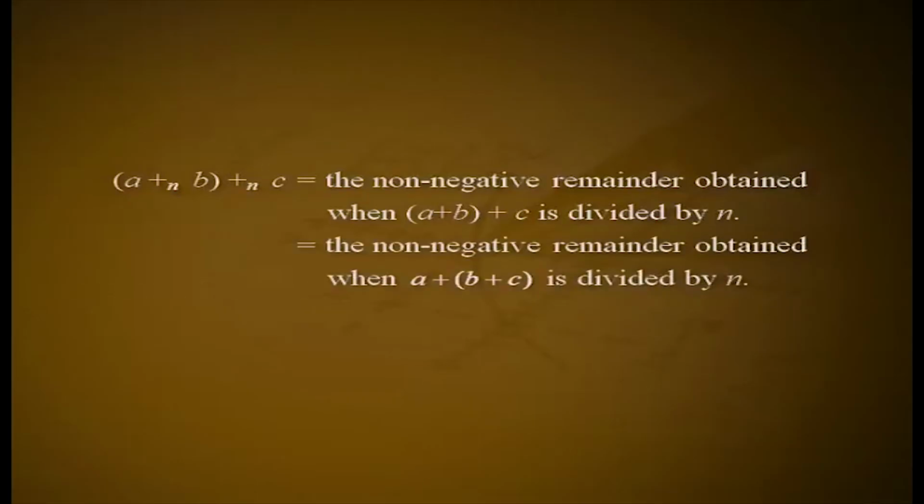which is equal to the non-negative remainder obtained when a plus b plus c is divided by n, which is equal to a addition modulo n, b addition modulo n c. Existence of identity element. 0 belongs to set n, and for every a belongs to set n, we have 0 addition modulo n a is equal to a addition modulo n 0. Existence of inverse. Clearly, the inverse of 0 is 0.